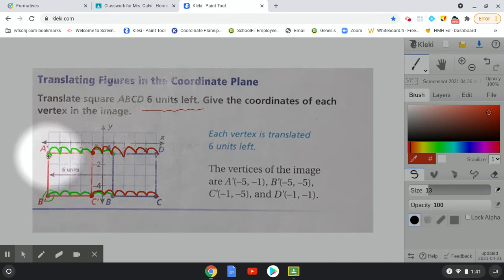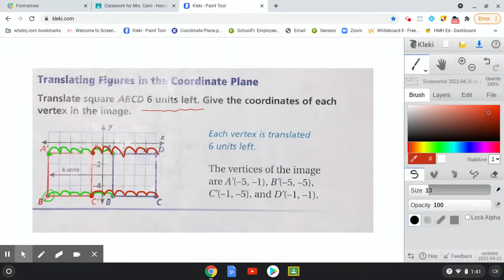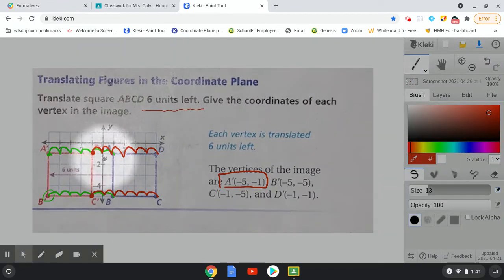So A prime is located. So if I were to start at my origin, I always go left or right first, then up or down. So my A prime is -1, -2, -3, -4, -5, and then down -1. So -5, -1, and if you notice, that's exactly what they have here. A prime is listed at -5, -1.